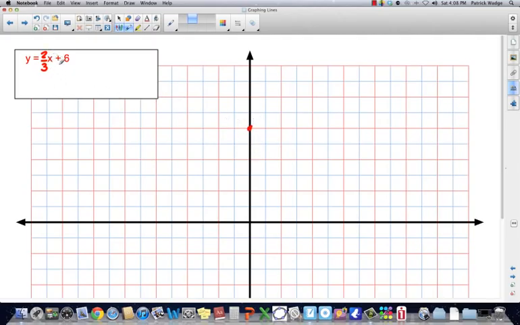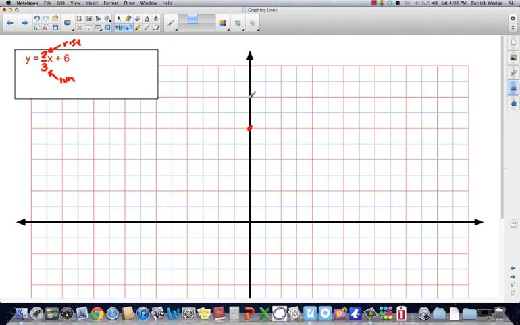And then my slope is 2/3. And remember, slope is rise over run. So I'm going to start at this point, the y-intercept. I'm not going to start back at the origin. I'm going to start at the y-intercept. You're going to do the y-intercept first, which is 6. Then I'm going to rise 2.